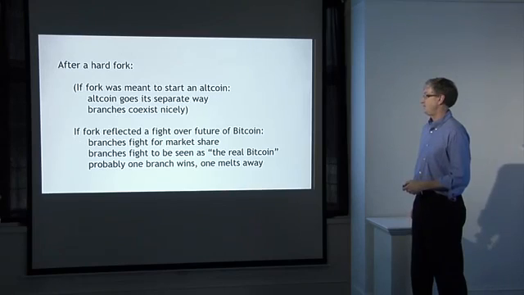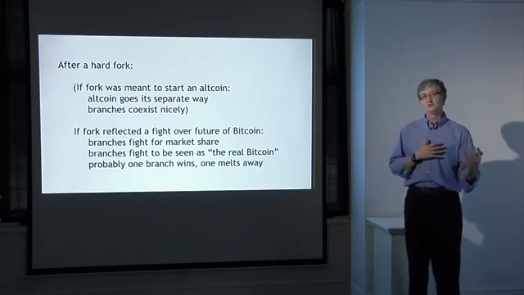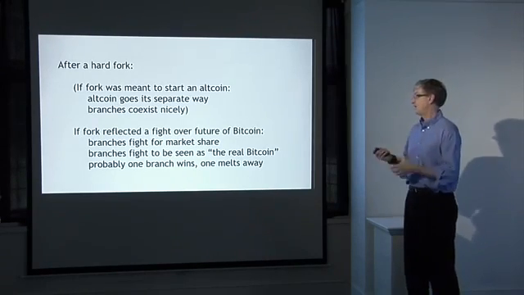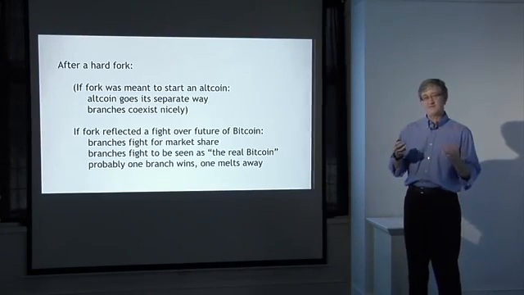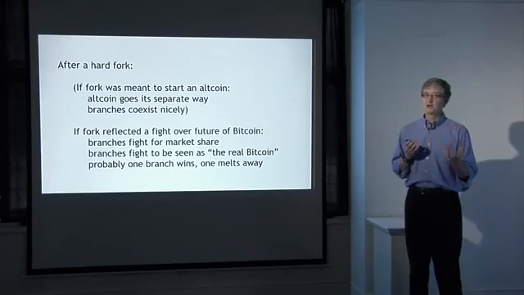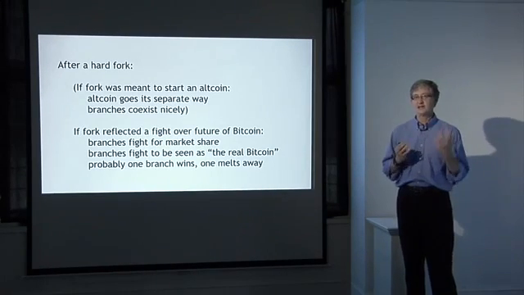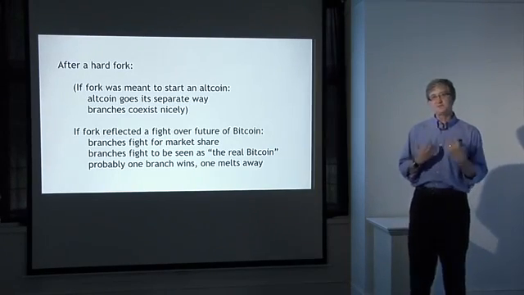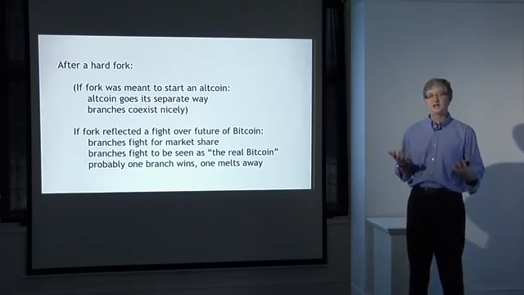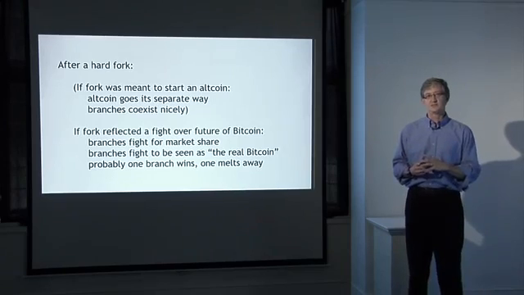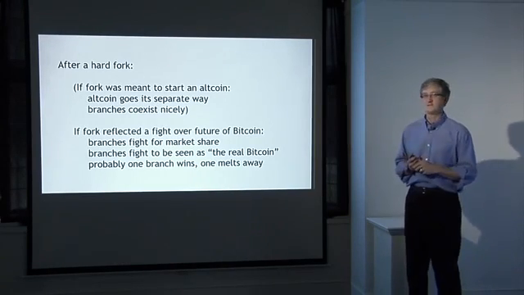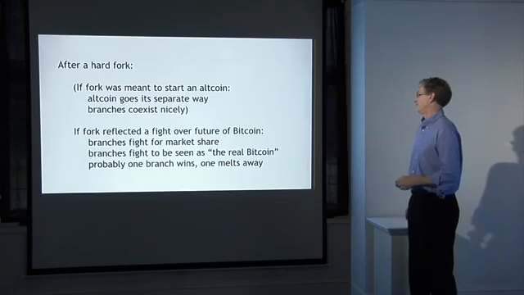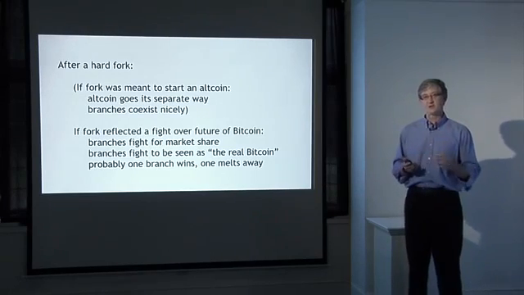The interesting case is what happens if the fork actually reflected a fight between two groups about what the future of Bitcoin should be. If that's the case, then the two branches are rivals, and the branches will fight for market share. After the fork, there's an A coin and there's a B coin, and each branch will try to get more merchants to accept it. Each branch will try to get more people to buy it. The branches will fight to be seen as the real Bitcoin. Probably each branch claims to be the real Bitcoin, and there's a public relations fight between them, which goes along with the fight for market share. Each one wants to be seen as the real thing, and the other one to be seen as the weird splinter group. Probably, eventually one branch will win and the other one will melt away.